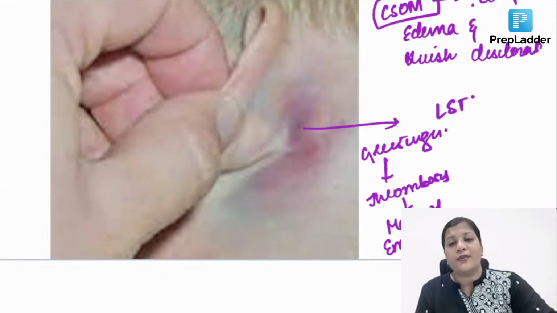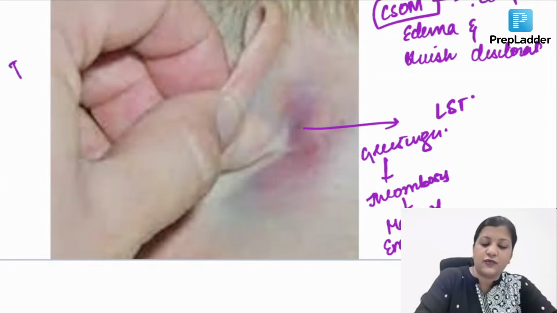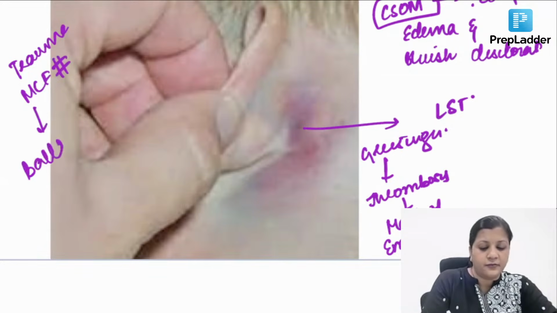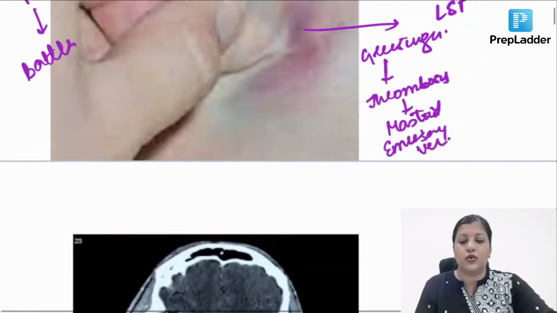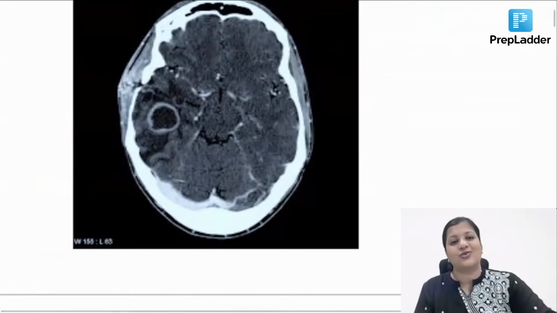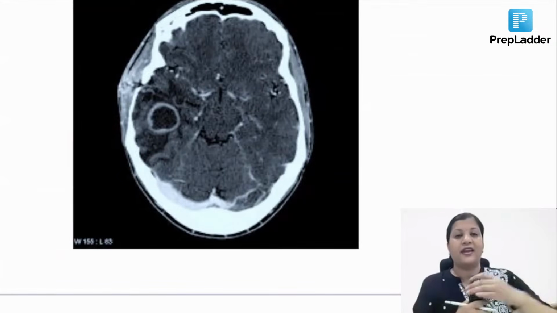A similar sign can be seen following trauma or middle cranial fossa fracture. So if they give you trauma or an MCF, middle cranial fossa fracture, and you answer Battle, I'll agree. But if the clinical description is that of CSOM, then go with sigmoid sinus thrombosis. Now look at this image and tell me what is the answer. Very important.